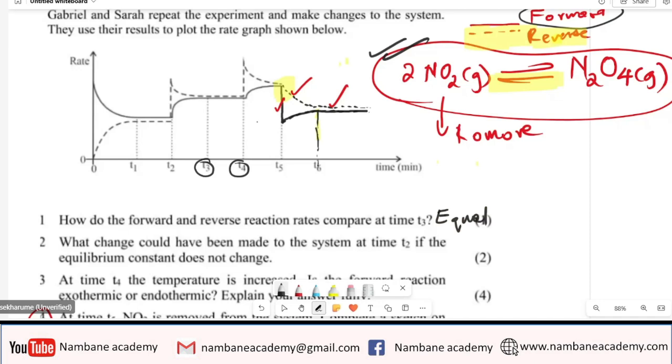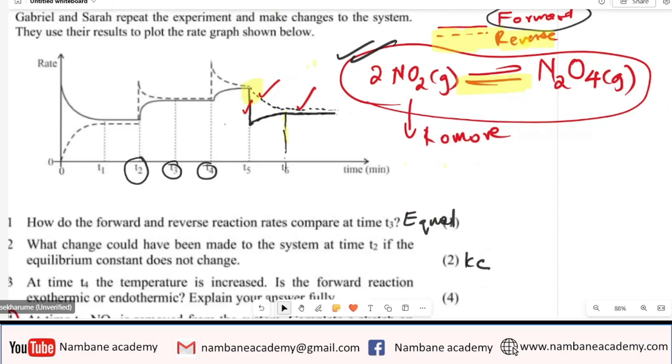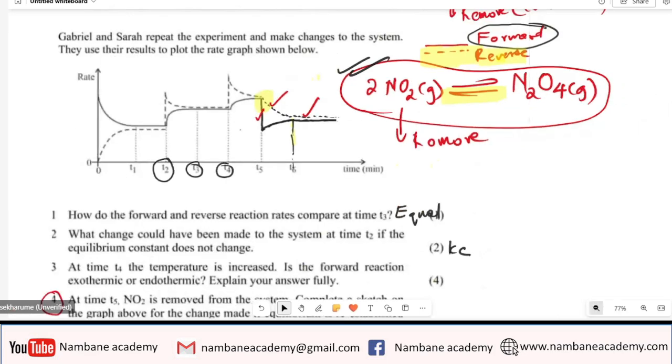Okay. What change could have been made to the system at T2 if the equilibrium constant does not change? Now they're referring to the Kc value there. So at T2, you know, now I'm having a problem. I don't know whether the delta H is greater than 0 or less than 0. But now we can figure it out, if the delta H is greater than 0.